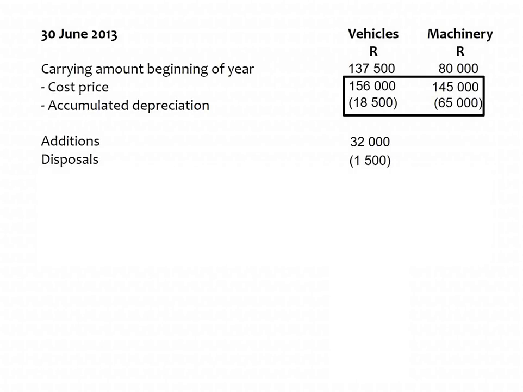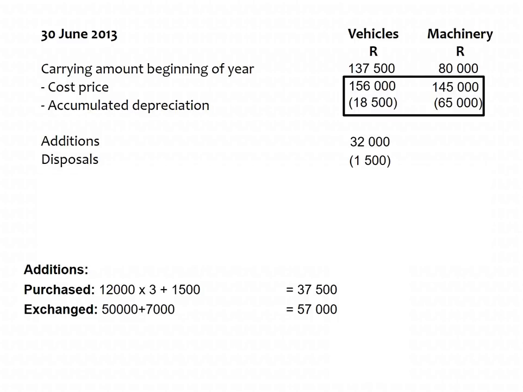What additions and disposals took place? Additions. If we look at note 2, we are told that 3 new washing machines were purchased on the 1st of October 2012 at the cost of 12,000 rand each. We are also told that there were installation costs which totaled 1,500. Remember, that's very important. It's not 1,500 per washing machine, it's 1,500 in total. Therefore, the cost of those purchased washing machines was 37,500.